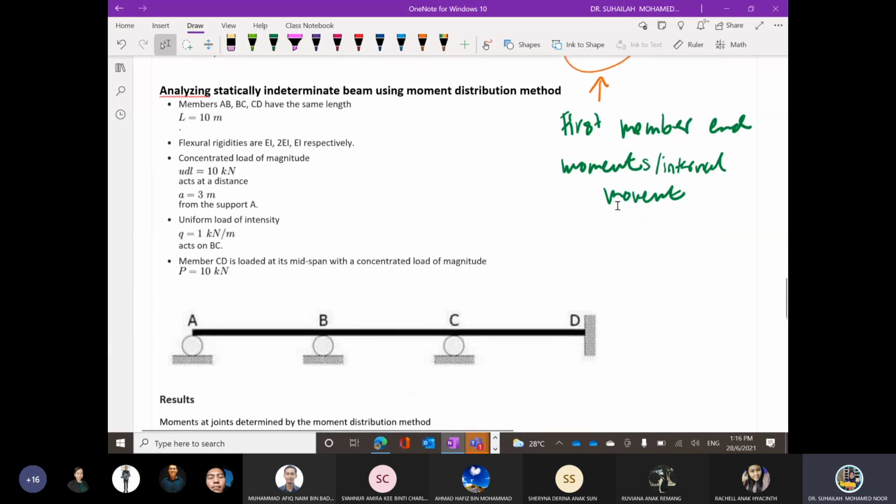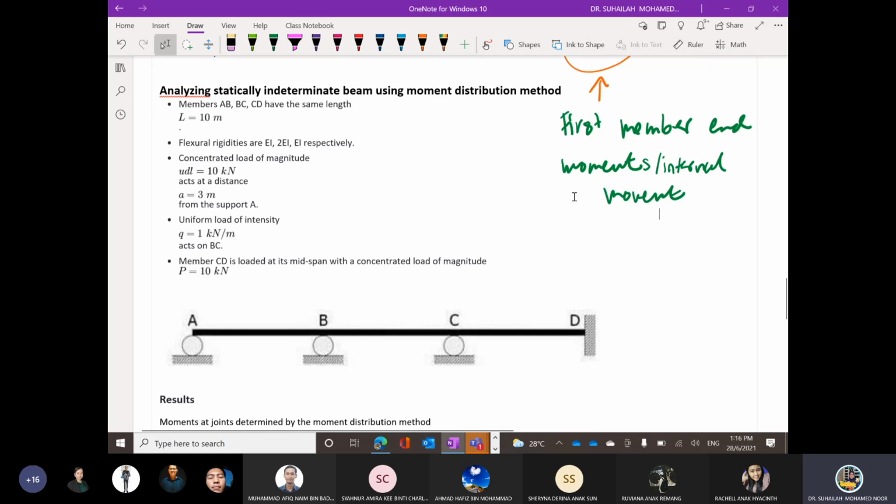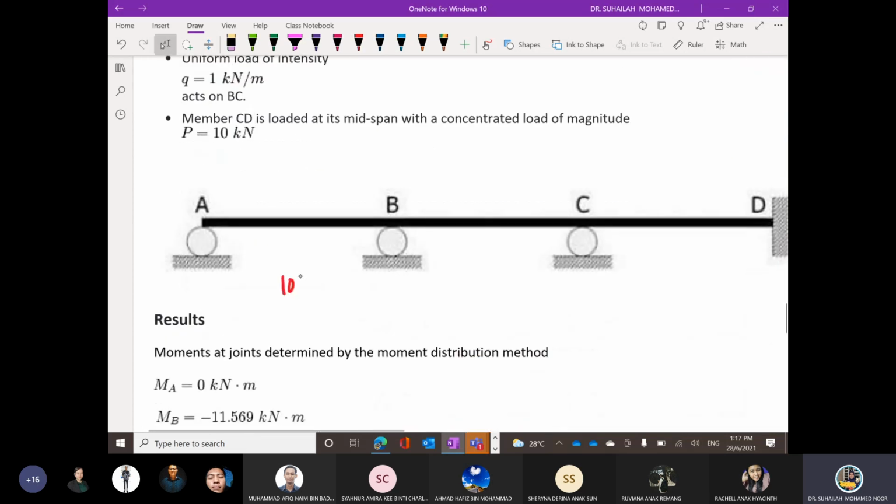Okay, this is one question. I am taking this example from a structural analysis website. This is the beam. Members AB, BC, and CD have the same length. The length for each member is given as 10 meter. So this is 10 meter, this is 10 meter, this is 10 meter.